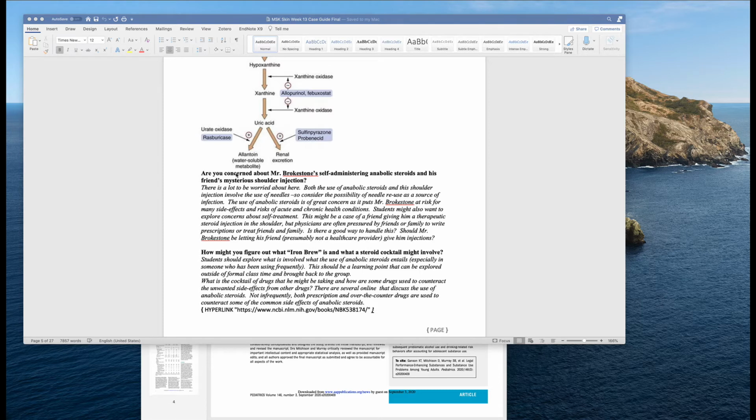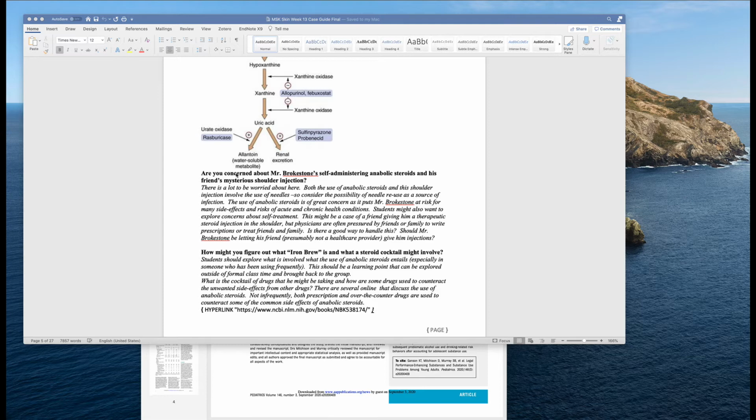Obviously, one of our biggest concerns is that Mr. Brokestone is self-administering anabolic steroids, and he's using a steroid cocktail. In a lot of cases, the concern would be for reusing needles. If he's injecting the steroids, which is commonly how anabolic steroids are administered, he might be reusing needles. That certainly could be a concern. If he's sharing needles with someone else, that's obviously a concern.